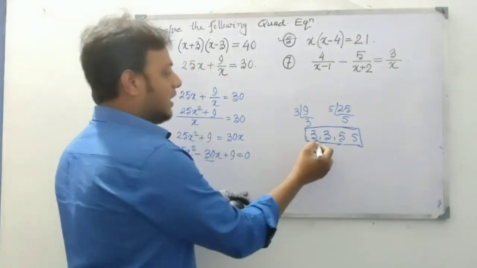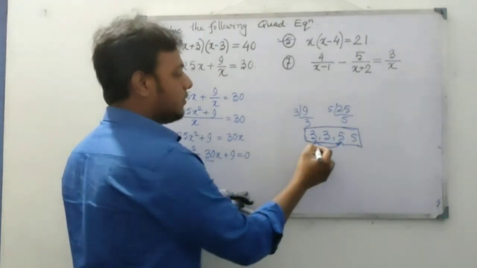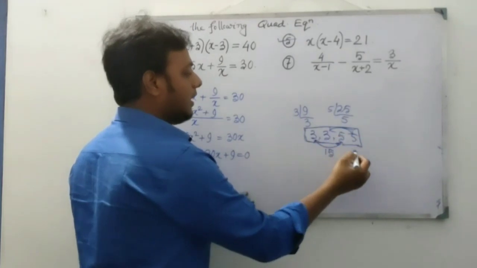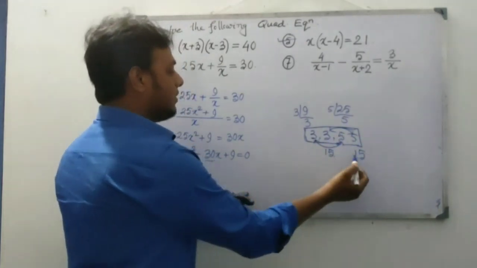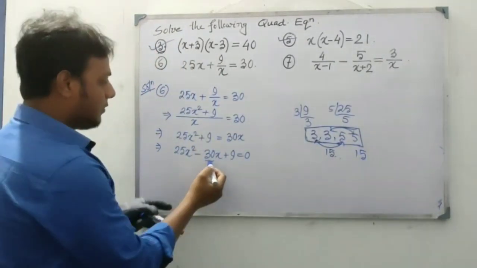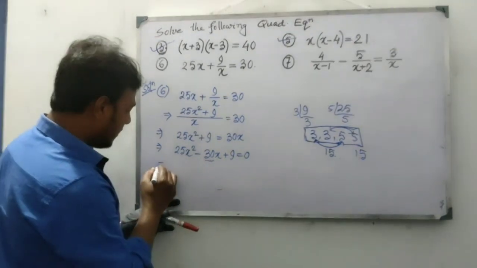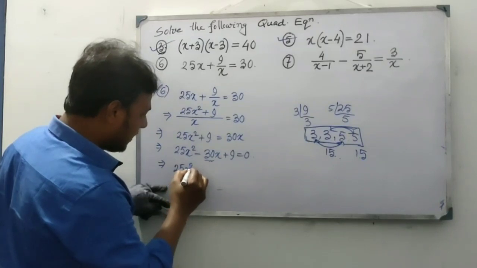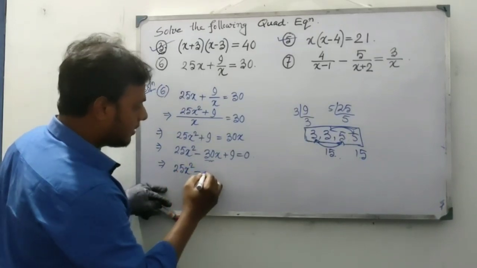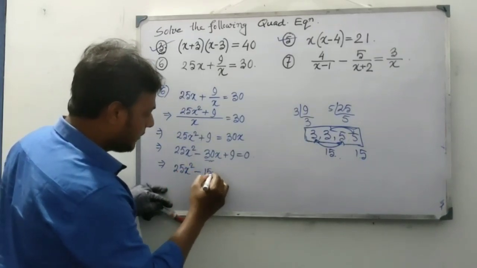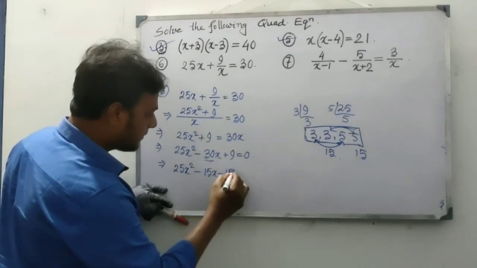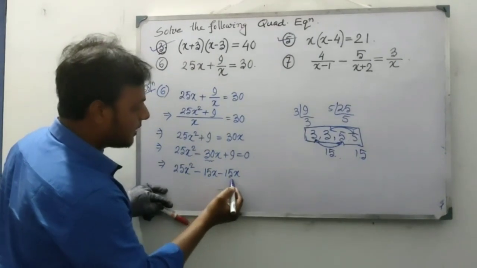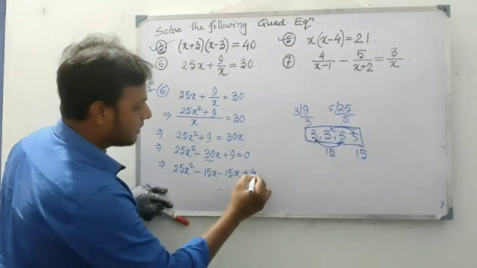Okay, 3, 5, first consider this group, the 3 into 5 means 15, and this 3 and 5 again 15. So if we add these two, then we get 30. See, and we have to match 30. So it implies that 25x square, in the place of 30 that I am writing here directly, it will be 15x minus 15x. Okay, total 30x. See, minus 15x, they are of same sign, and it will become 30x equals to 0.